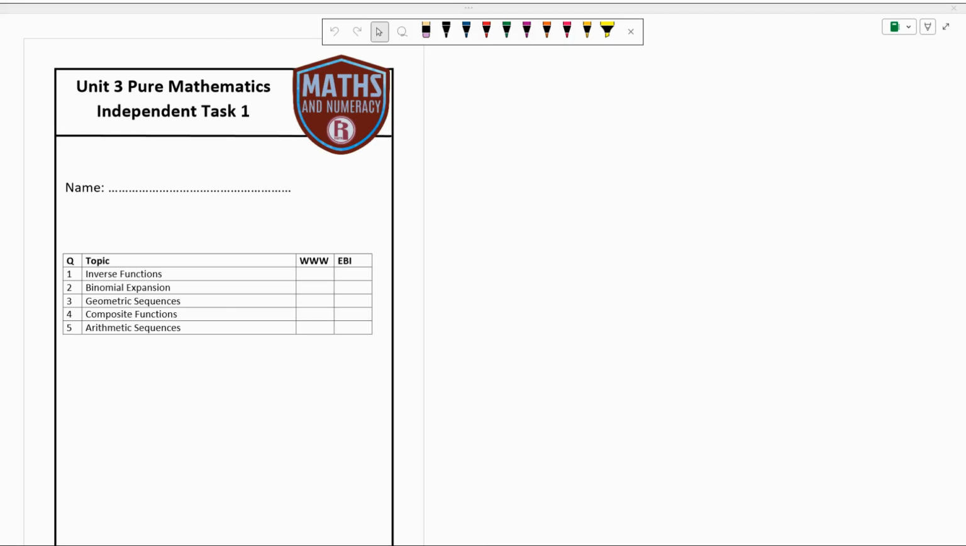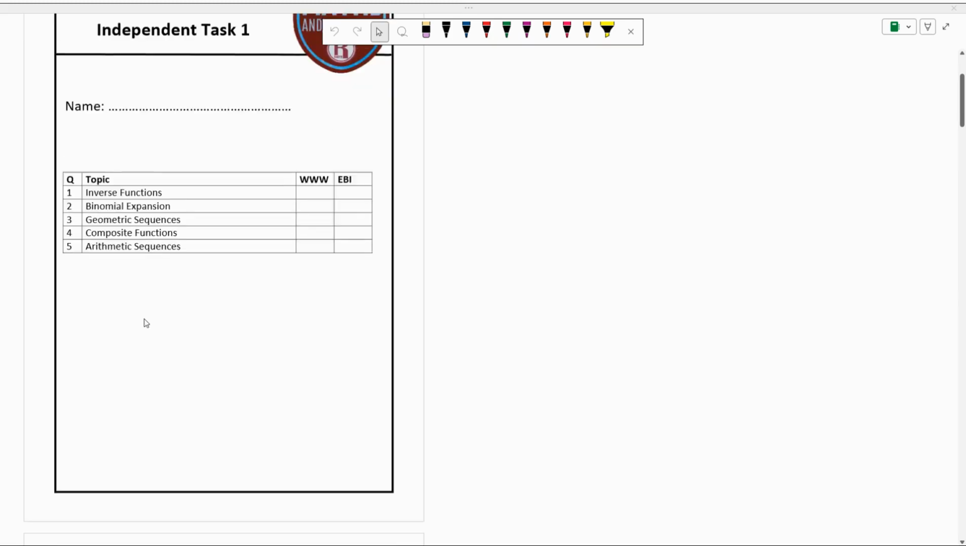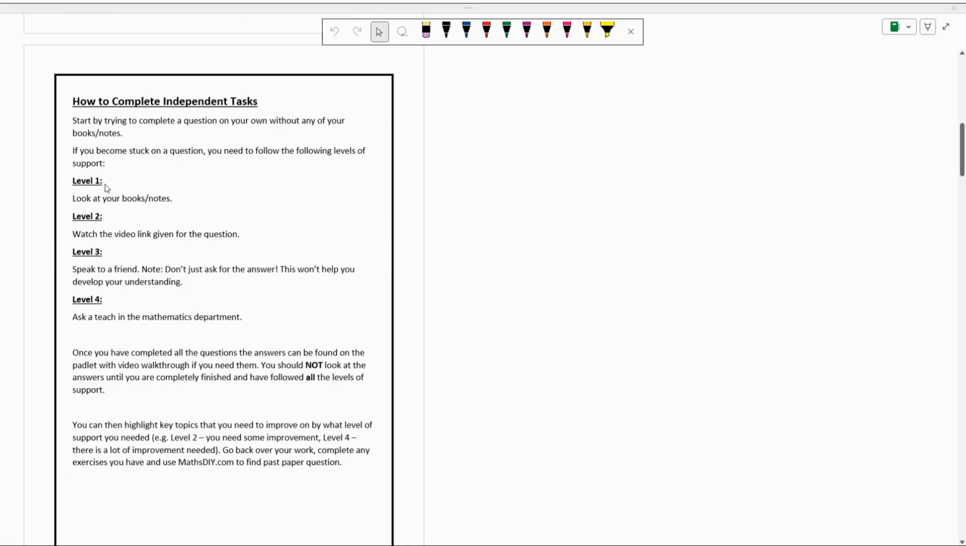Okay, year 13. We should have had a go at this Unit 3 Pure Maths Task 1. So the 5 topics we had: inverse function, binomial expansion, a geometric series or sequence, composite functions, and arithmetic sequences. So you should have had a go at these, and then you should have used either no support or a certain level of support here.